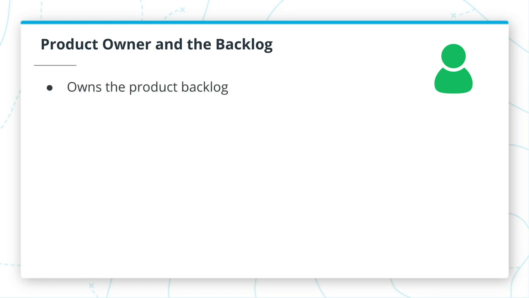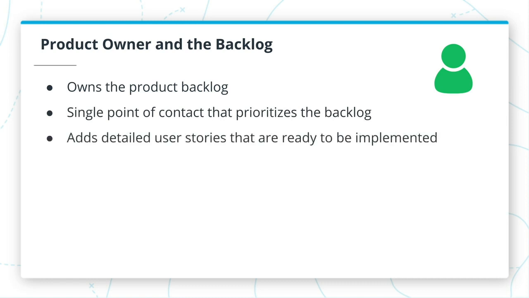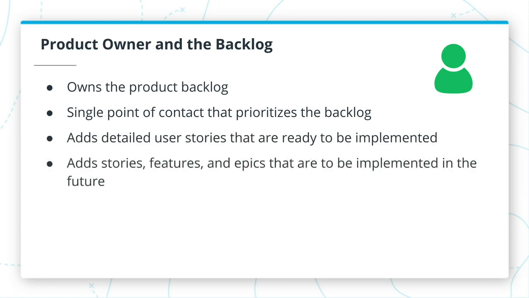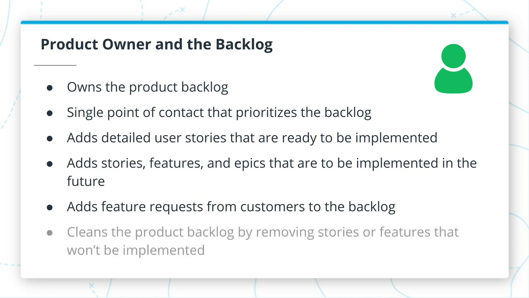A product owner must be identified, and they are the number one owner of the backlog. The product owner is the one person that has final say over priority in the backlog. The product owner adds user stories and provides the details for implementing. The product owner adds future work or wish list items to the backlog. The product owner funnels customer requests and makes sure they are added to the backlog. The product owner removes anything that is no longer valid or that won't be implemented.